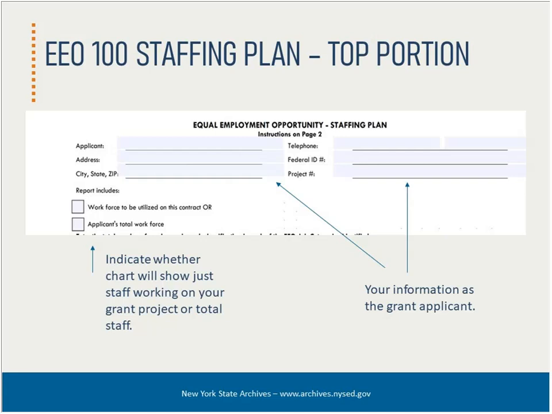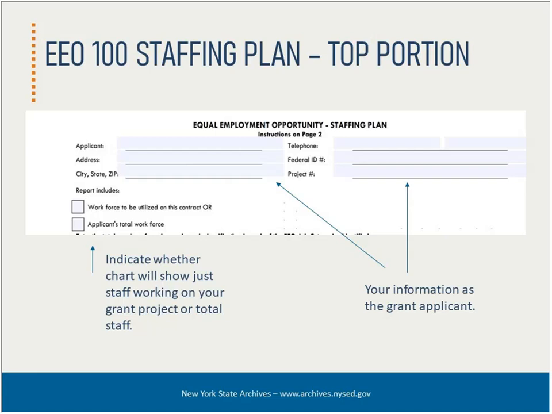Why would you check one and not the other? Let's say you have a project on which you will be hiring temporary staff, such as temporary inventory clerks or a consultant. In this case, you would check the first box. However, if you are reporting on all of your staff, whether they're working on your grant project or not, you would check the second box. Generally speaking, if you are hiring staff to work on your project, including staff from your own institution, you would check the first box and include statistics only on them in the chart. Otherwise, you would check the second box and include statistics on your total regular staff.